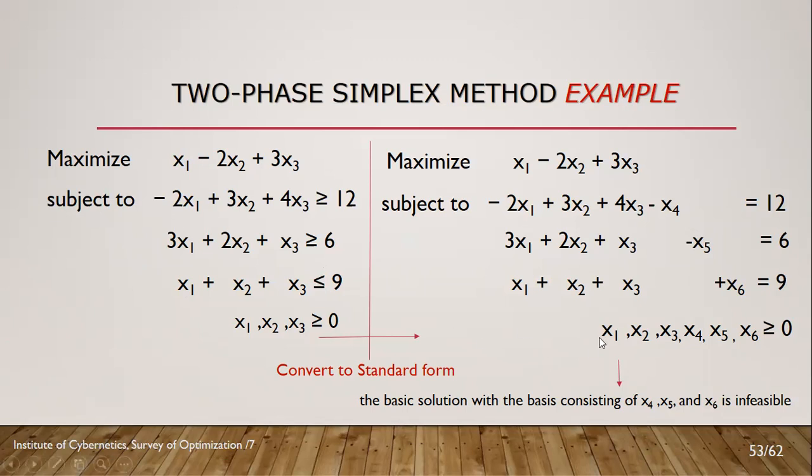Again, we add that all these variables, both original and newly introduced, are greater than or equal to 0. The basic solution with the basis consisting of x sub 4, x sub 5, and x sub 6 is infeasible so far, because here they are negative. So we come to negative values, which contradicts the initial constraint of being non-negative.